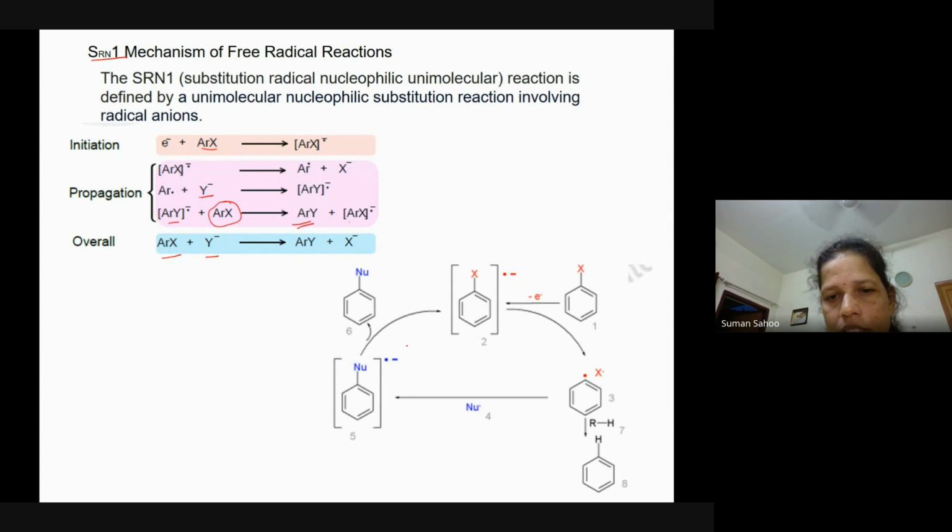Just here you just see it is our starting material. From this you just take one electron, so that gives you anion radical. So this anion radical loses, this bond is actually broken. You have already one electron here, so you would get a radical here. Okay, so this radical will react with your nucleophile to give you nucleophile radical anion. So this nucleophile radical anion reacts with another molecule of your ArX to again regenerate this radical. So this process goes on.